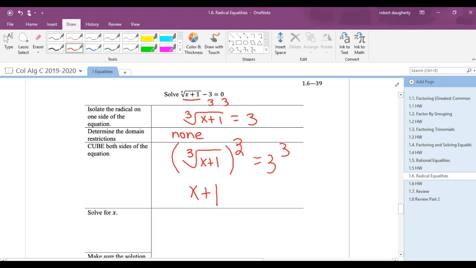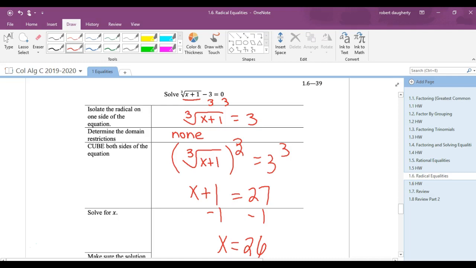So if you take the cube root of something and then you cube it, those are inverse operations of each other. And then on the other side of the equation, what is 3 cubed? That's 27. To solve this, you subtract 1 from both sides. x is equal to what? 26. And we're there. Okay?